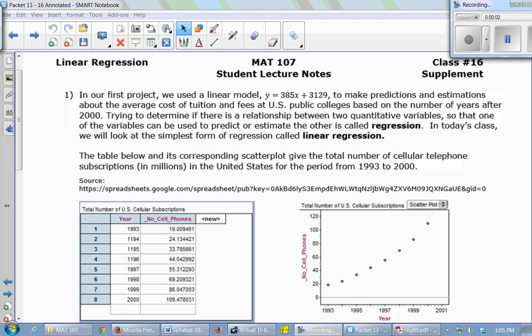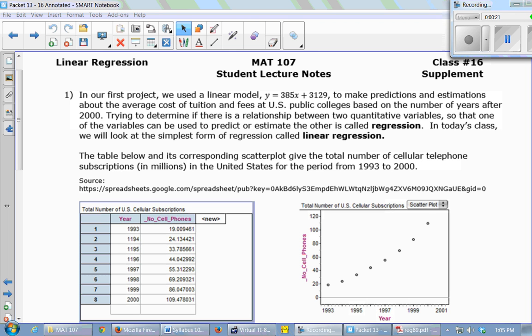In our first project, we used a linear model, y equals 385x plus 3,129, to make predictions and estimations about the average cost of tuition and fees at U.S. public colleges. Remember this? Based on the number of years after 2000.